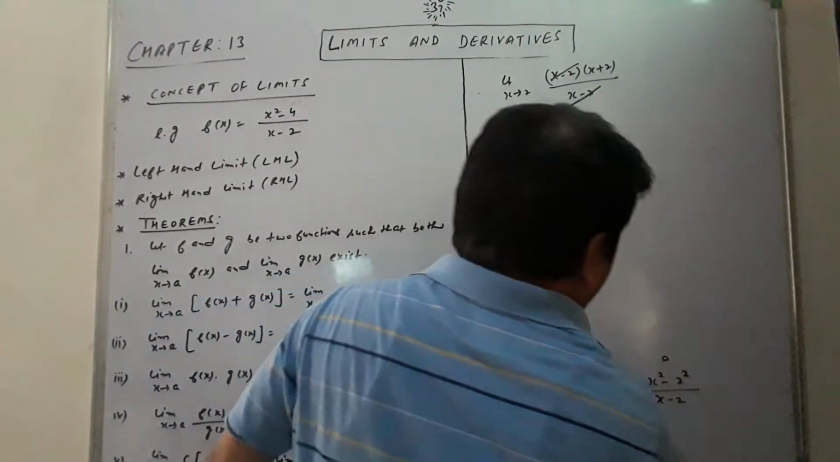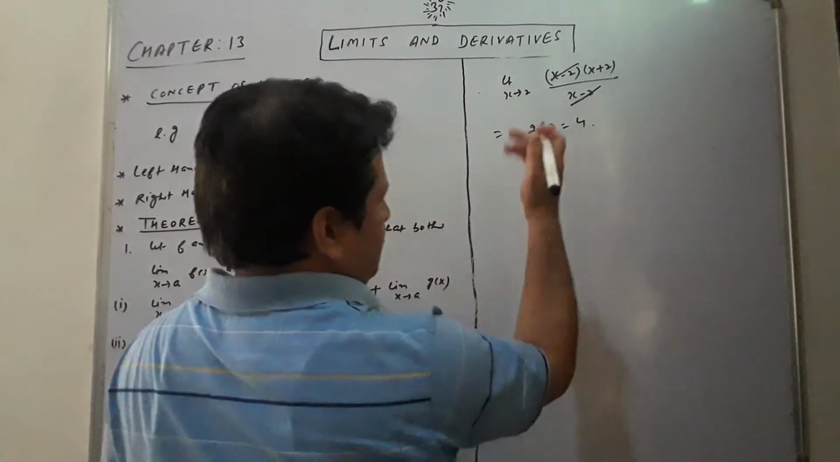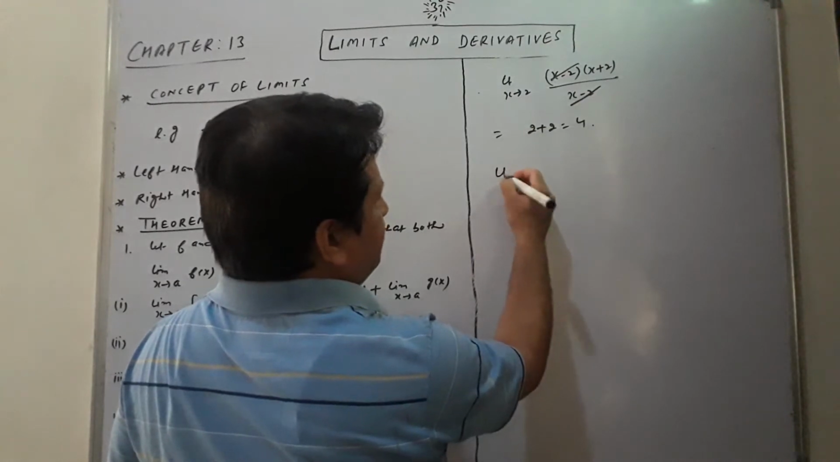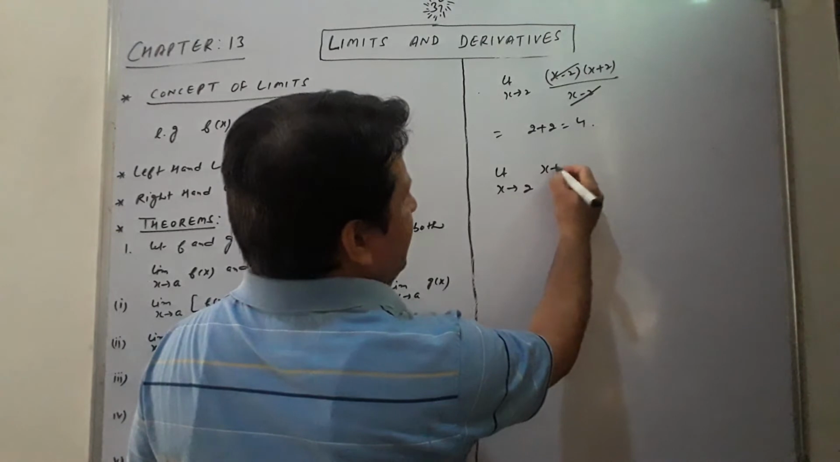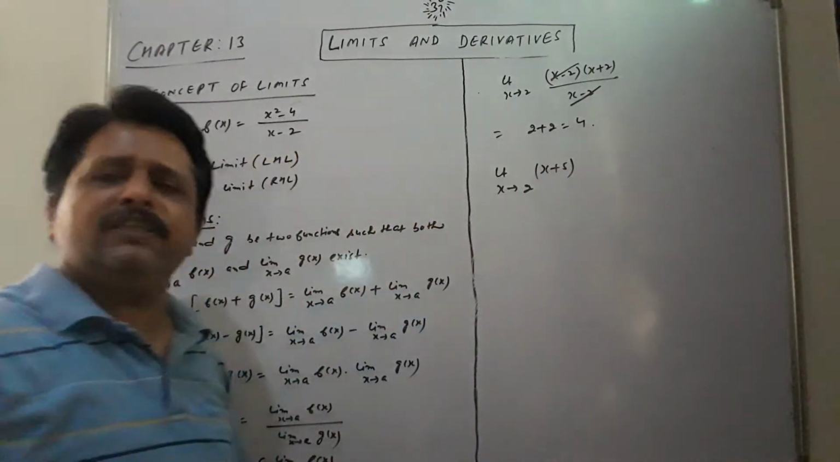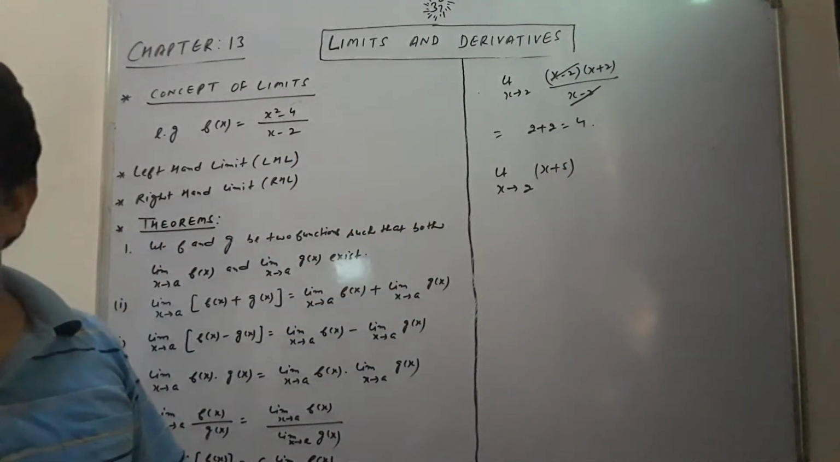Now after that, some simple forms are there like this. Limit x tends to 2, but the function is x plus 5. Now first we will check whether there is a 0 by 0 form. No.